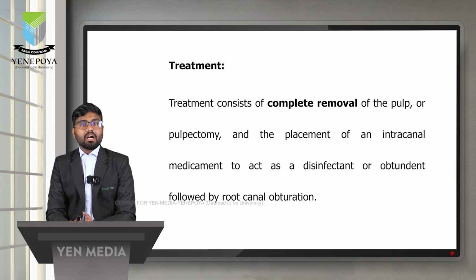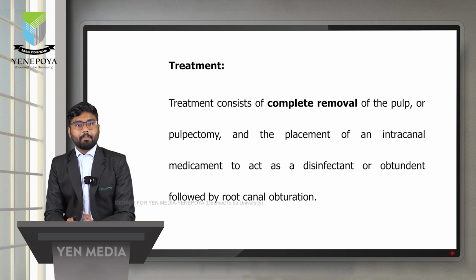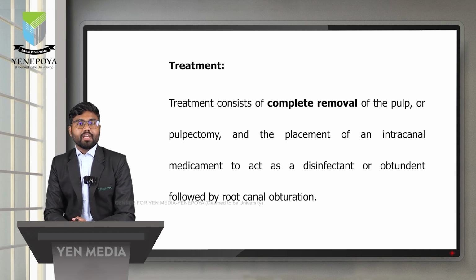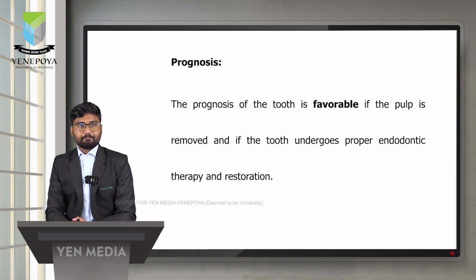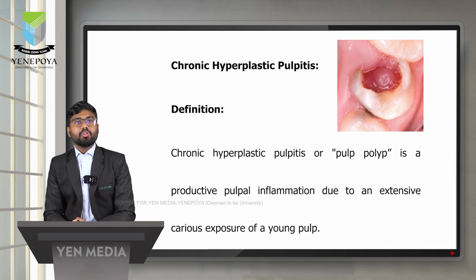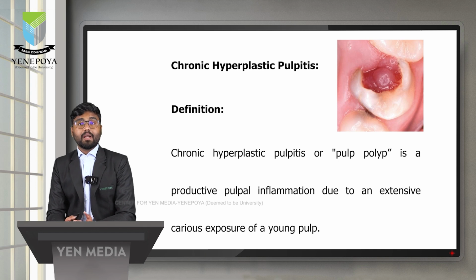Coming to the treatment, it consists of complete removal of the pulp or pulpectomy, followed by placement of an intracanal medicament, and often followed by a proper root canal obturation. The prognosis is always favorable if the proper treatment has been done, and proper endodontic therapy and restoration are also being considered.